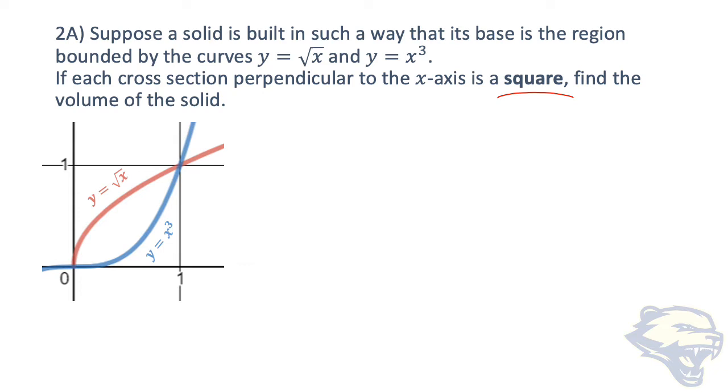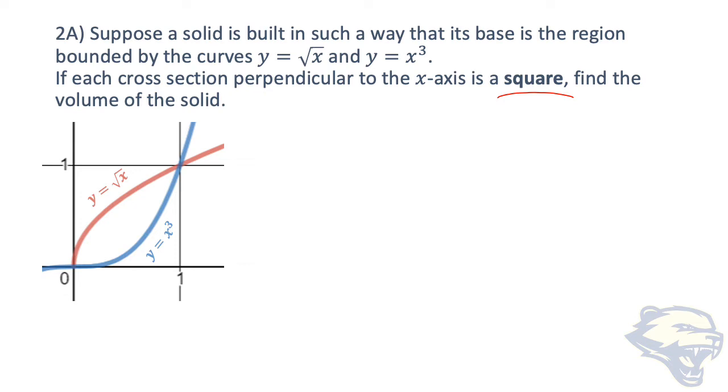All right. Suppose a solid is built in such a way that its base is the region bounded by the curves y equals square root of x and y equals x cubed. If each cross-section perpendicular to the x-axis is a square, find the volume of the solid. Okay, so we've graphed the region here. This is a really small area that's enclosed by these two curves. So we've got y equals root x on top, and then the cubic y equals x cubed on the bottom.